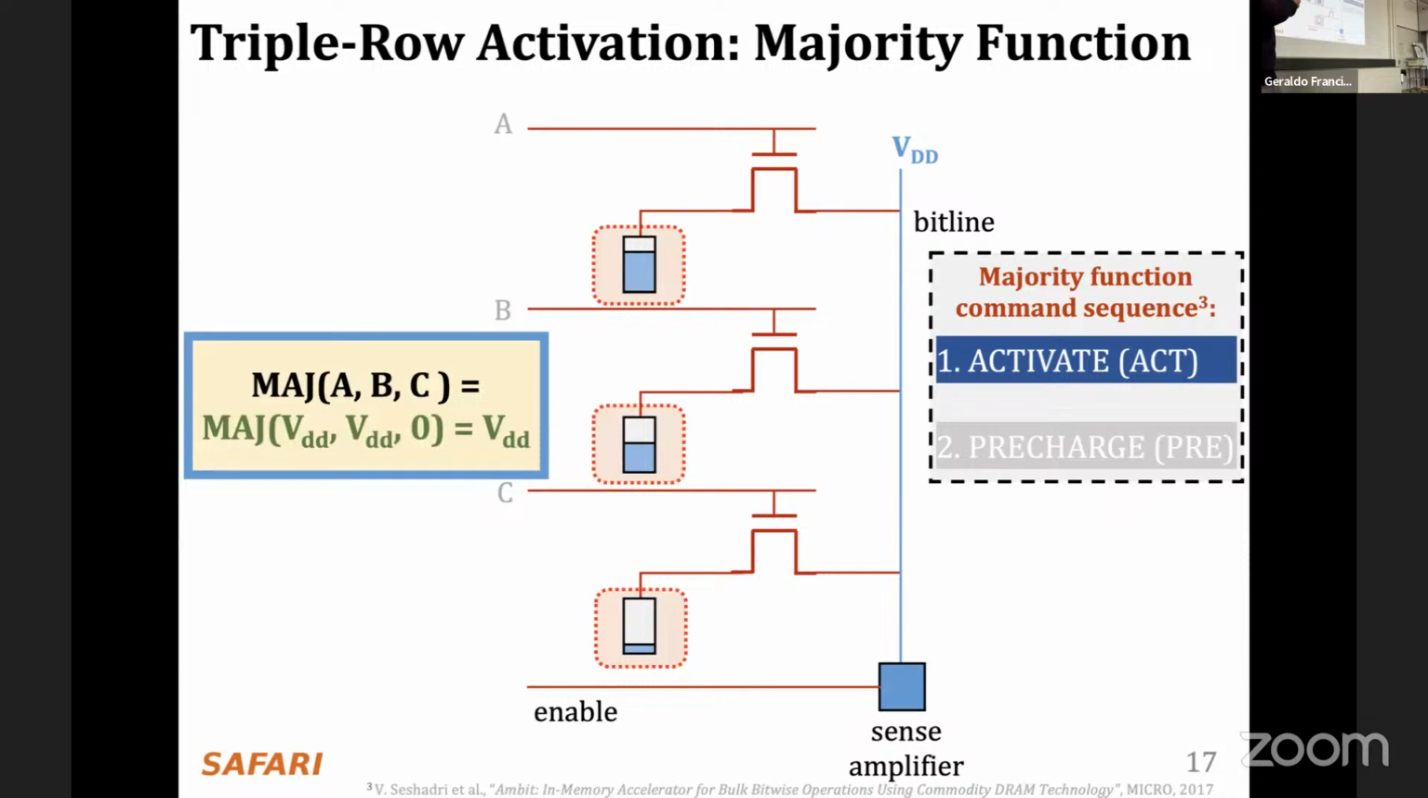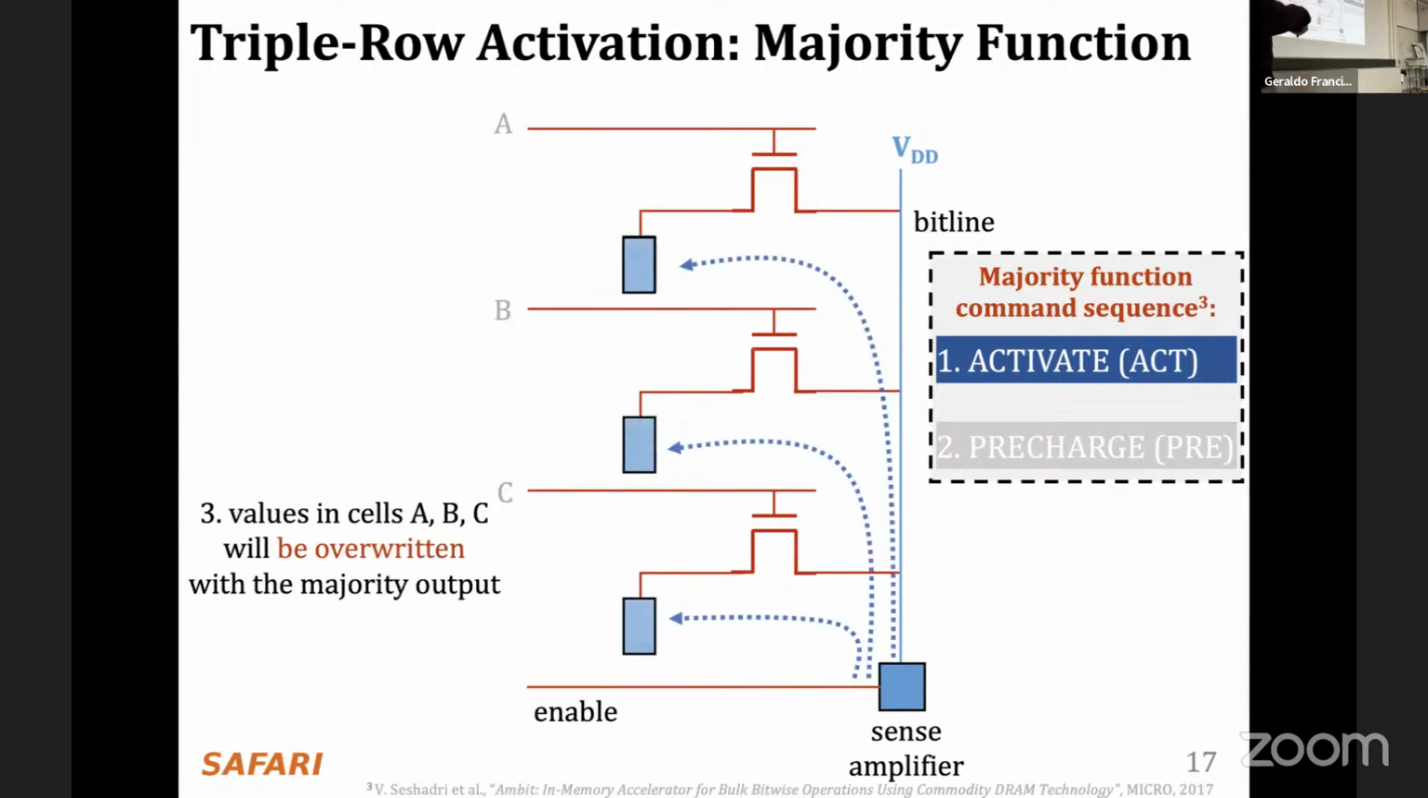And in this example here, if the majority of the cells equals VDD, if at least 2 of the storage capacitors have VDD voltage levels, they are going to be amplified to VDD, otherwise they are going to be amplified to 0. And finally, the data is overwritten to the 3 DRAM cells at the same time.